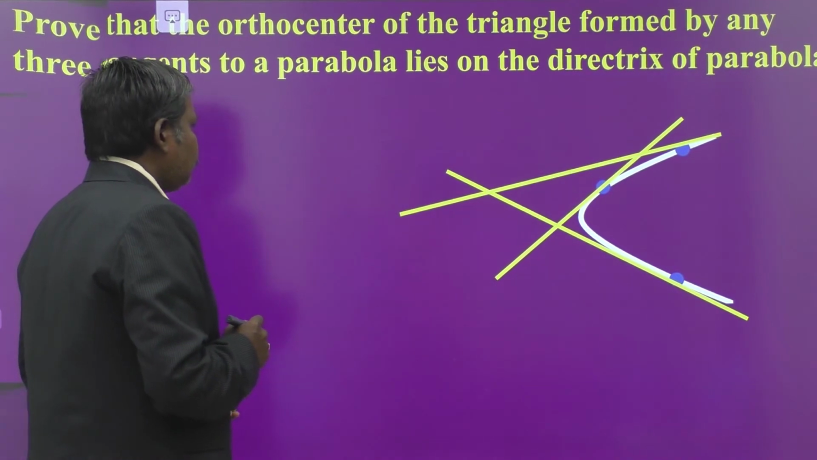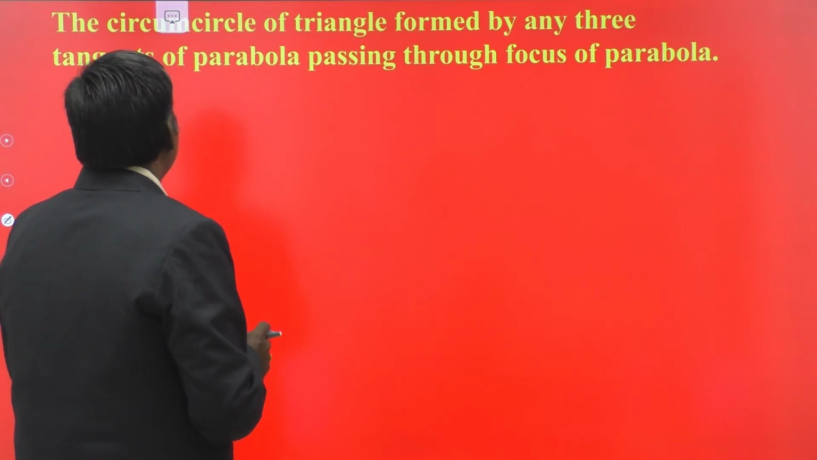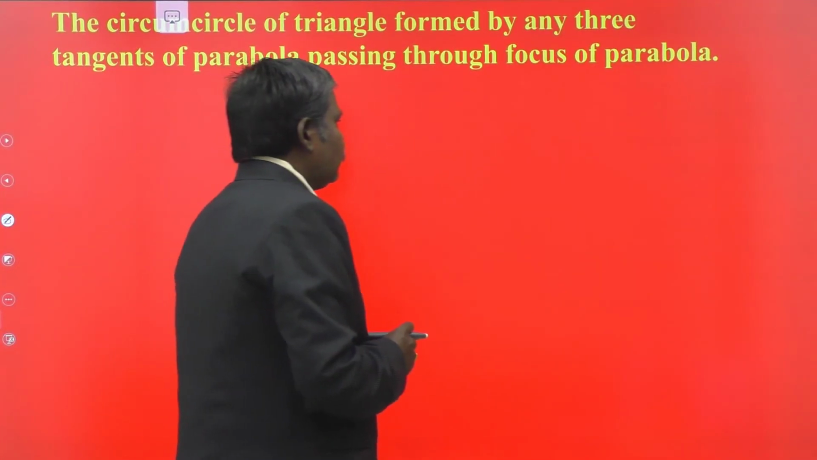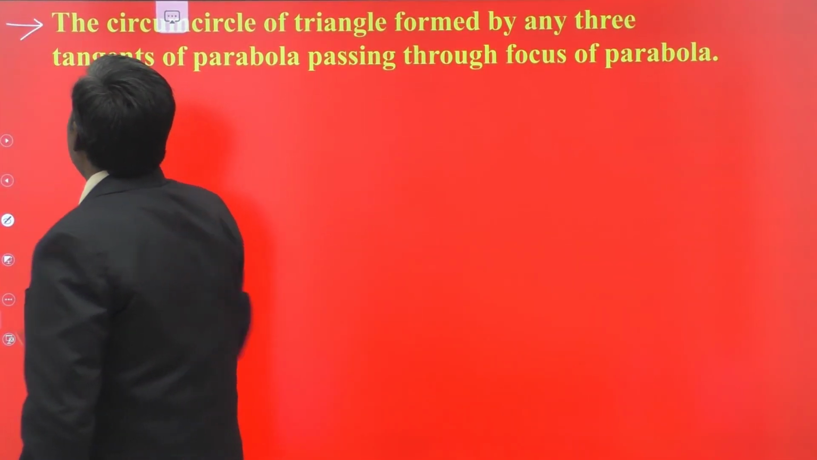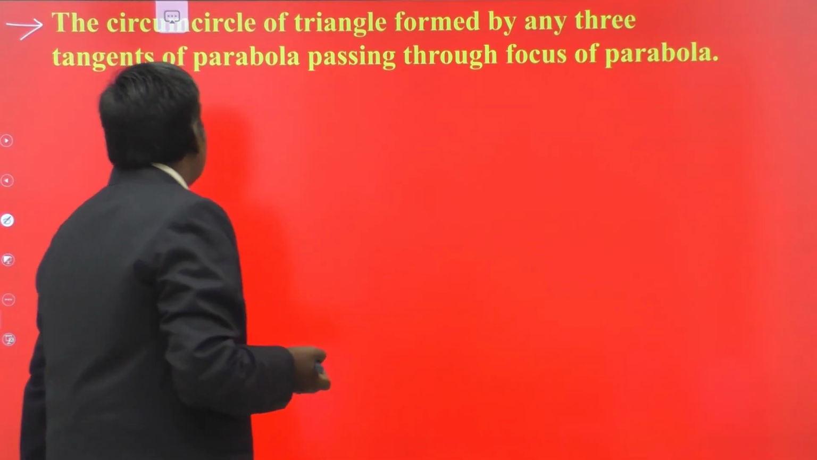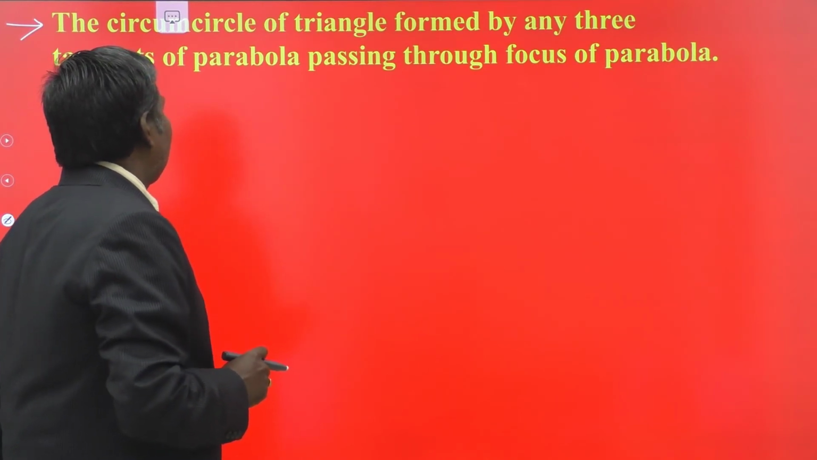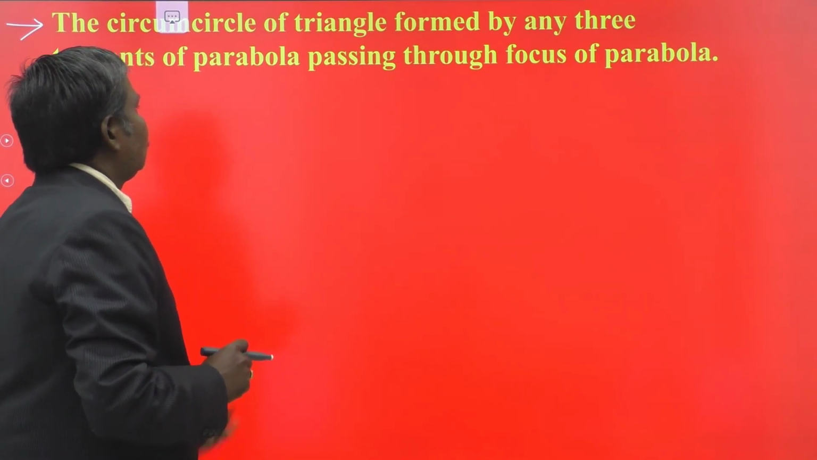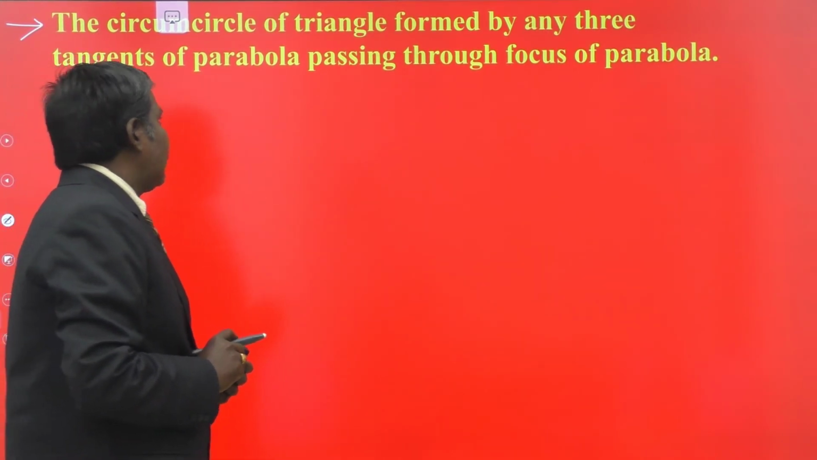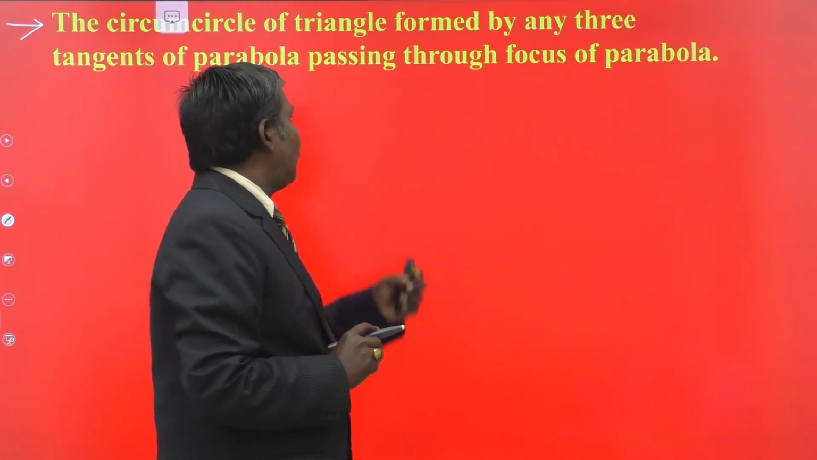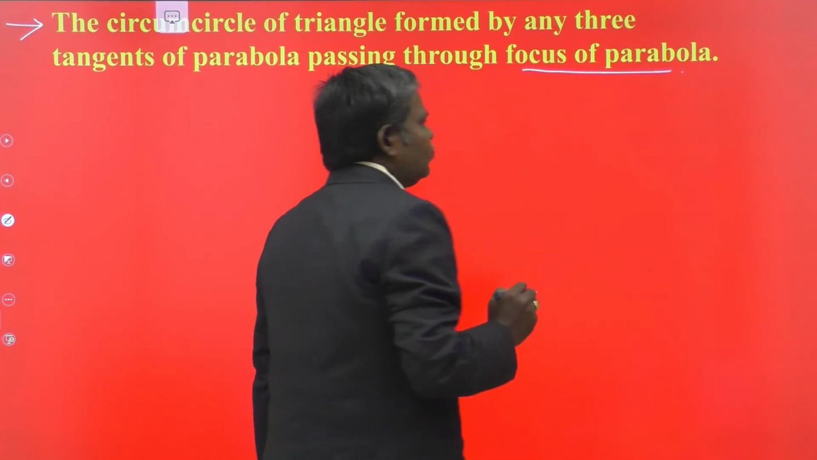Next one. This is a problem or concept you may take. A very, very nice concept: the circumcircle of the triangle formed by three tangents of the parabola passes through the focus of the parabola. The circumcircle of the triangle formed by any three tangents of the parabola always passes through the focus of the parabola. So you are going to derive that one.